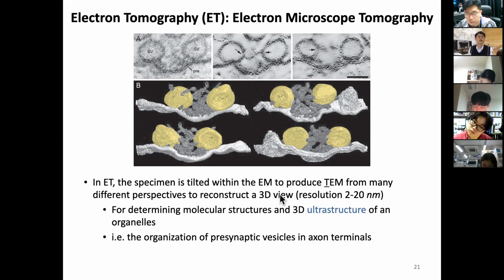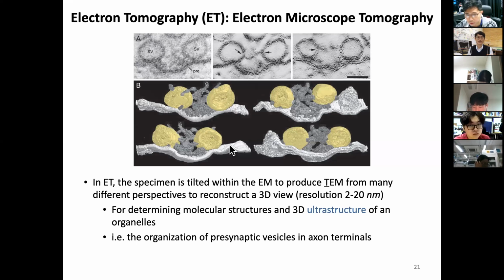Of course, with this, you are losing a little bit of resolution because you have to use a little thicker sample, and your resolution is on the order of a nanometer. Why do we use this? Look at this, a nice interaction of synaptic vesicles at the cell surface. This is just amazing.